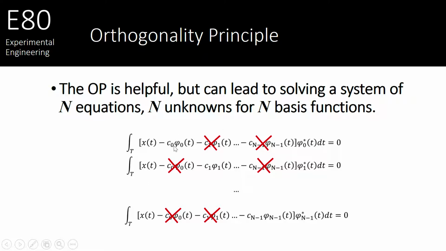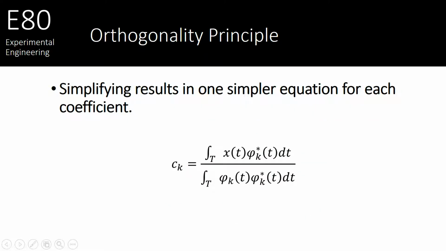And if you look at each one of these equations, you'll see that the first equation can be used to determine C0. The next equation can be used to determine C1. The last equation can be used to determine C of n minus 1. They're the only coefficients actually appearing in each one of these equations. And so for the kth equation, you can get the x of t term times the complex conjugate in the numerator, and in the denominator, you'll get the kth basis function multiplied by its conjugate.